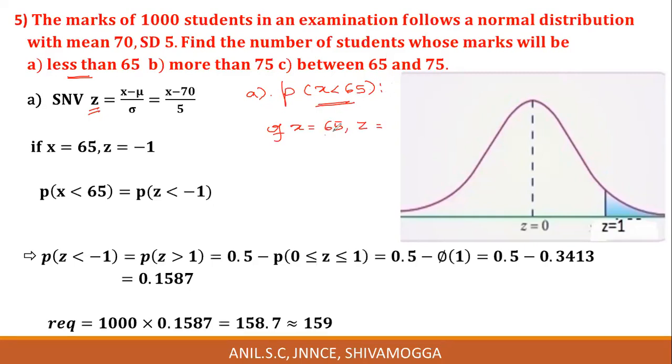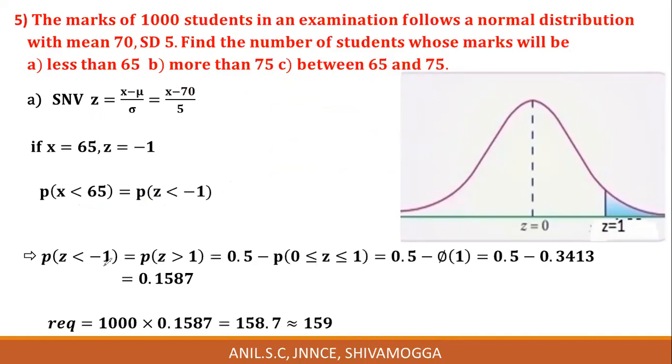What will be the value of Z? This is 65 minus 70, that is minus 5. Minus 5 divided by 5 is minus 1. Therefore, writing P where x is less than 65 is the same as writing P where Z is less than minus 1. Both are one and the same.